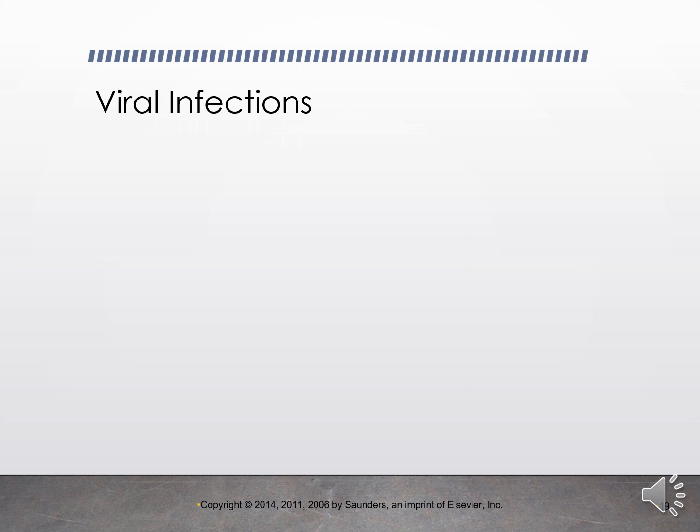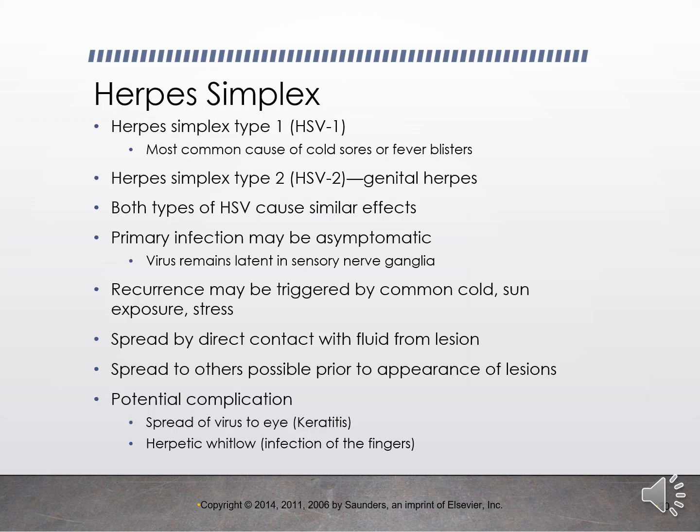And the viral infections that we'll talk about are herpes simplex and warts. Herpes simplex type 1 is the most common cause of cold sores or fever blisters, which occur near the lips. Herpes simplex type 2 is genital herpes, and we'll talk about that more later in the semester when we talk about reproductive stuff. In both types of herpes, though, the primary infection might be asymptomatic, and the virus remains in a latent stage where it can be activated, causing skin lesions.